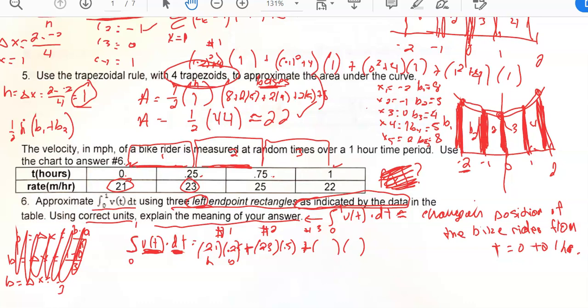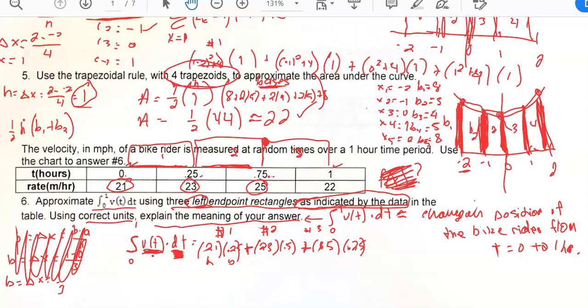So if we do that for rectangle number 3, look at rectangle number 3 here. The velocity value at our left endpoint is 25. And we are multiplying that by our change in time, the difference in time, which would be 0.75 to 1. So 0.25. That's the other way that we can now do this.